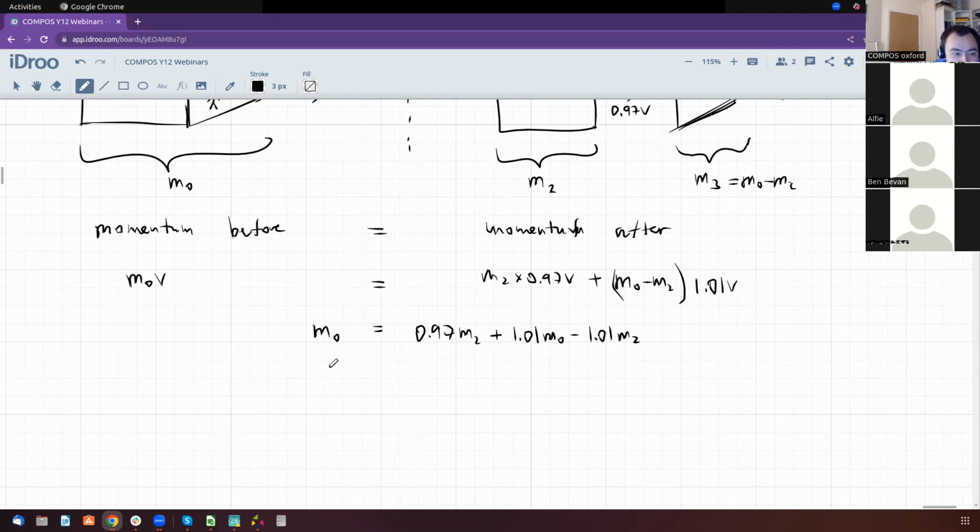and we get 0.01 m0 is equal to 0.04 m2, because of this m2 is equal to m0 over 4, and that is the answer.